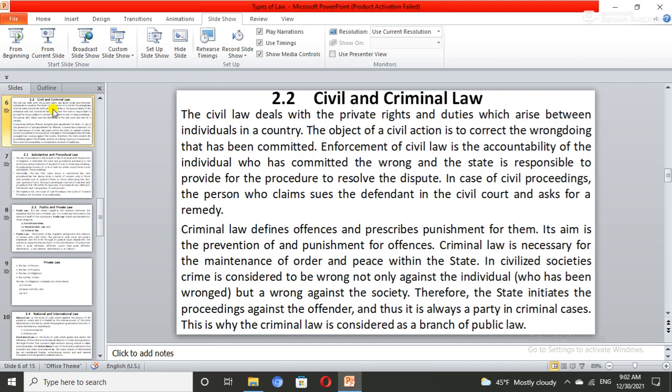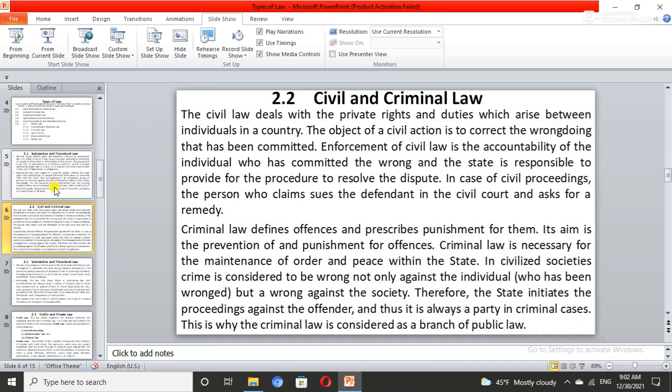Then another type of law, look at another type of law, is civil and criminal law. Civil, by this word, is totally related to the civil people, citizens. It is related to just civili, that means civilians. So law related only to civil people, only general people, only citizens, falls under the civil law.